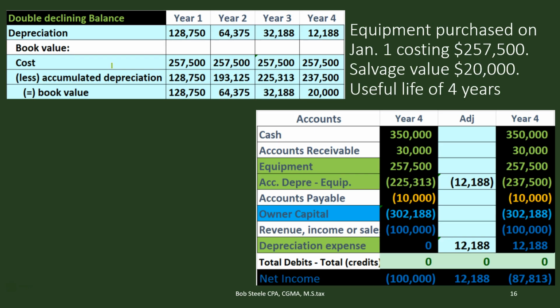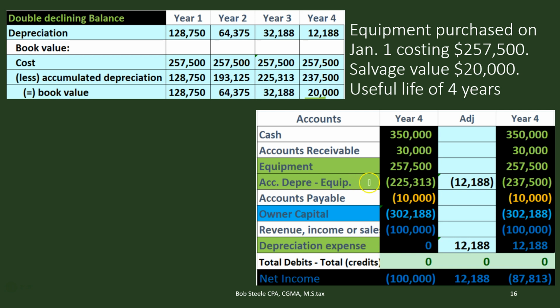So let's see what happens if we do that in terms of our trial balance. Remember the trial balance, here's our worksheet up here. Before we do this adjusting entry, we have equipment of 257.5, we've got accumulated depreciation of 225,313, and we have then a book value of the 32,188. We have the capital account here, we have the income. We're assuming we performed the same in year 4 as we did in year 3, so we earned another 100,000. Holding all else equal, the only other thing we're going to look at on the income statement will be the depreciation expense, and therefore it's 0 at this point before we do the adjusting process.